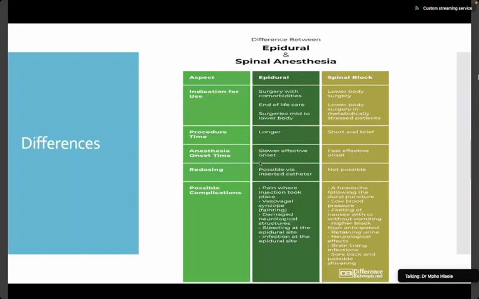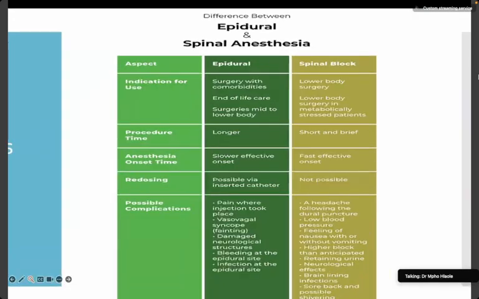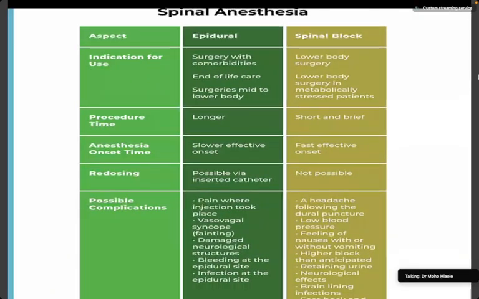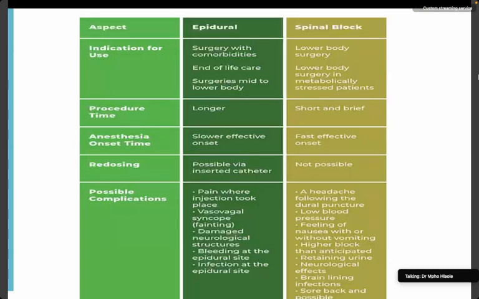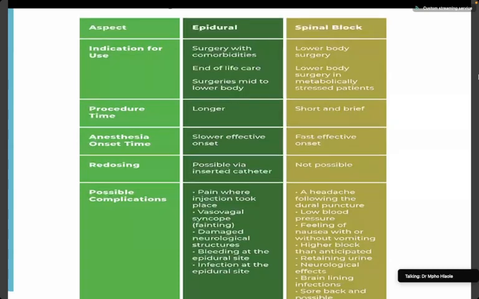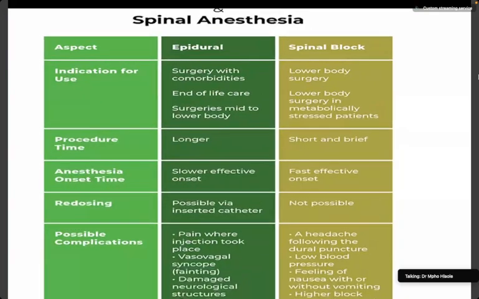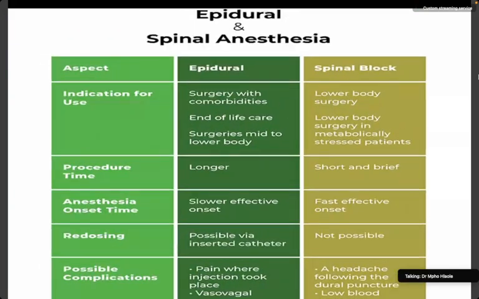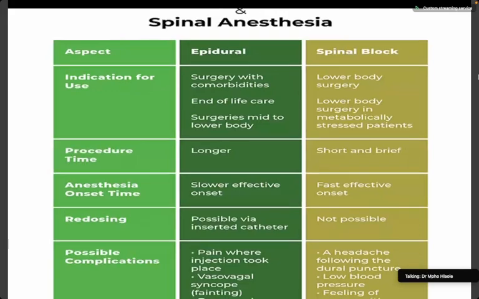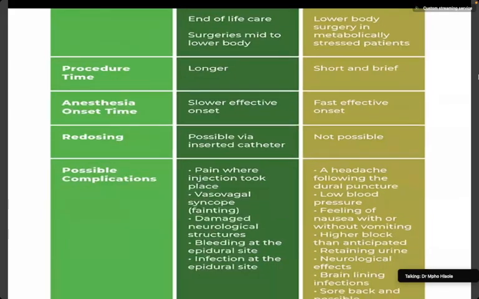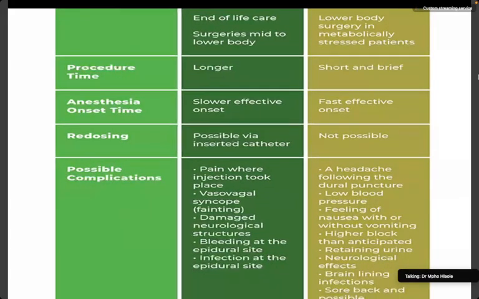This slide was supposed to just show the differences between epidural and spinal anesthesia. The indications of epidural might be for surgery mid to lower body, and spinal is usually lower body. The procedure, obviously with epidural, is longer because you can always top up the local anesthetic. And with the spinal, the procedure is much shorter and briefer.